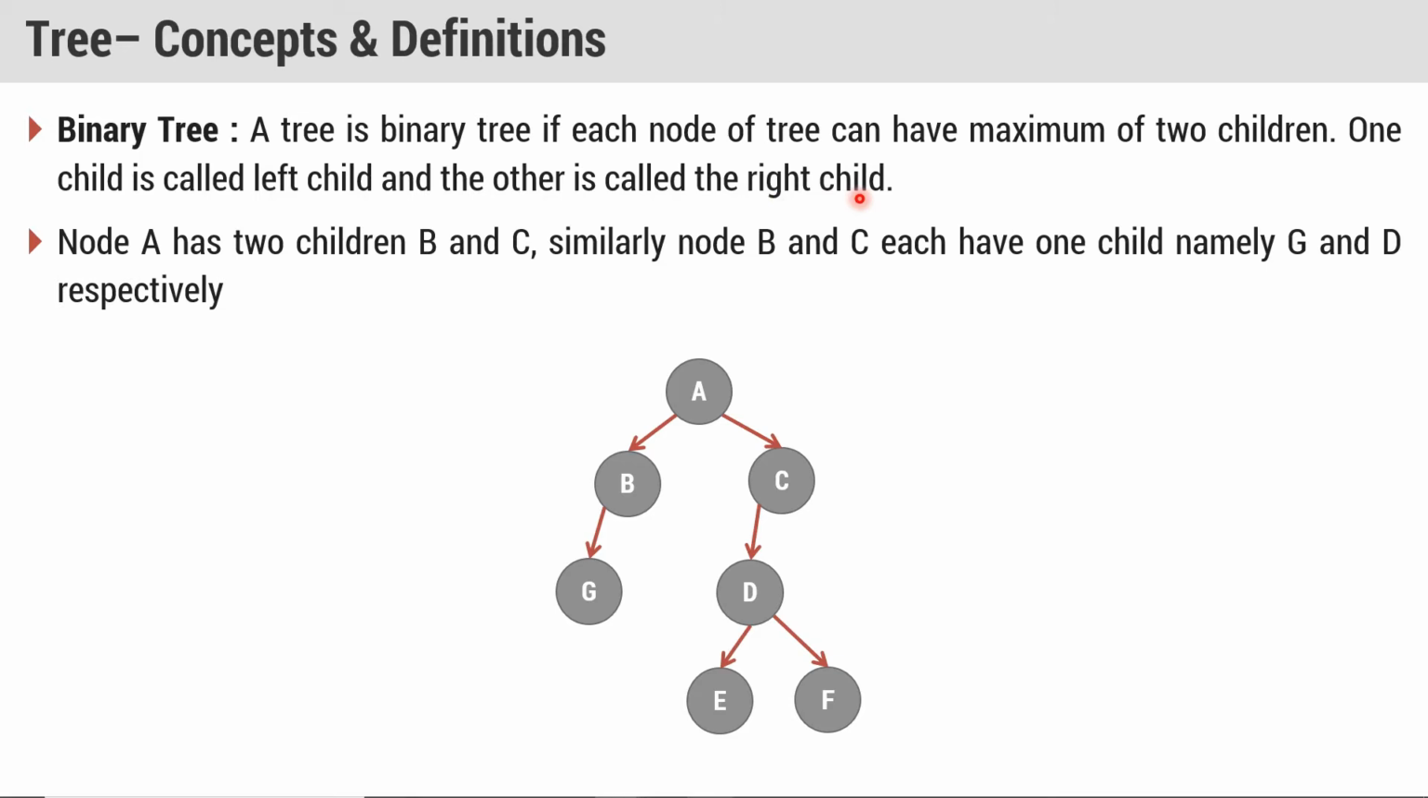So if one child is there, then also it's allowed. But maximum we have two children. Now here in this figure, node A has two children, that is B and C. Similarly, nodes B and C each have one child, that is G and D. So in a binary tree we have maximum two children.